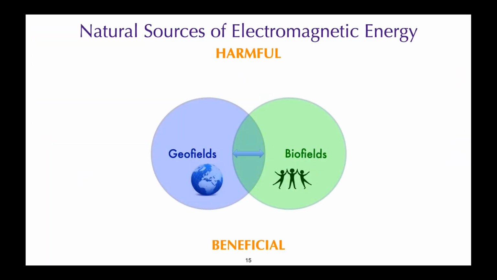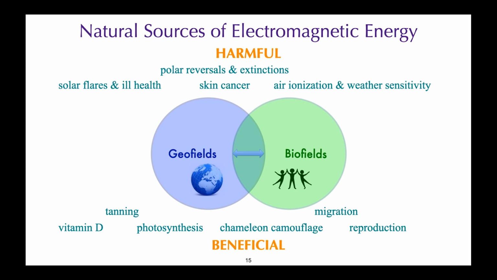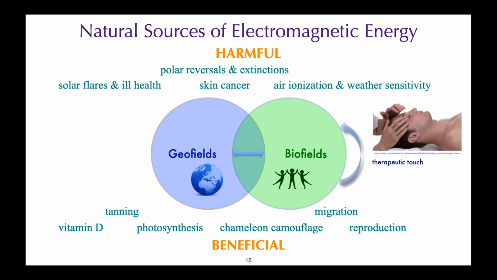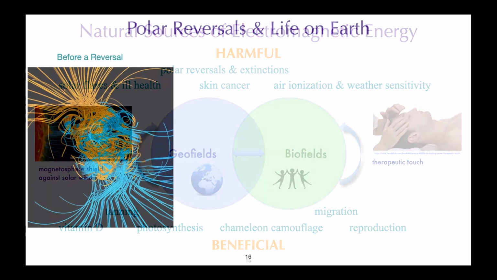While we can discuss these fields in isolation, what becomes particularly interesting is how these fields interact. Geofields and biofields can interact as shown by the overlap of the two Venn diagrams. Some of these interactions are beneficial, and some are harmful. Biofield interactions are also possible, like therapeutic touch, as are geofield interactions. The Earth's magnetic field shielding us against the solar wind is a prime example.